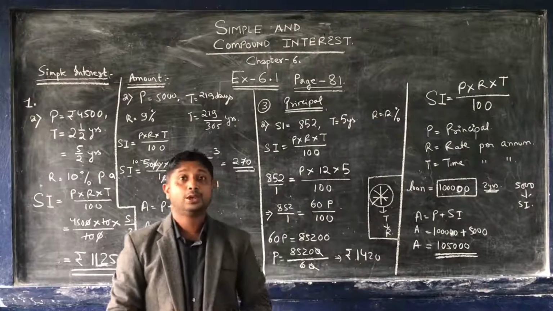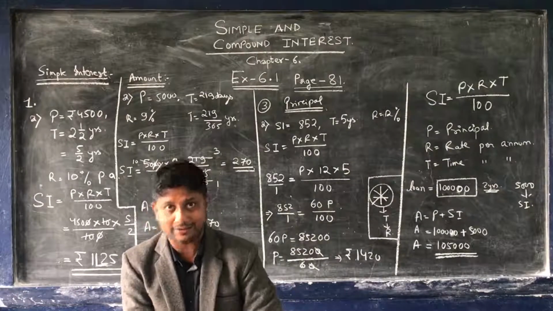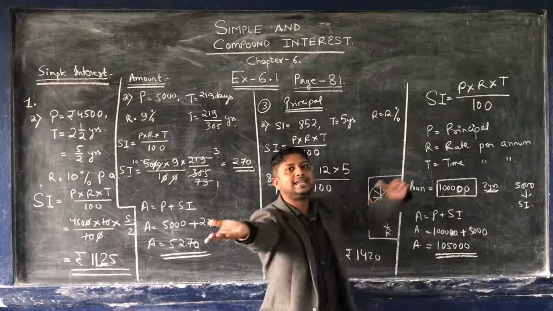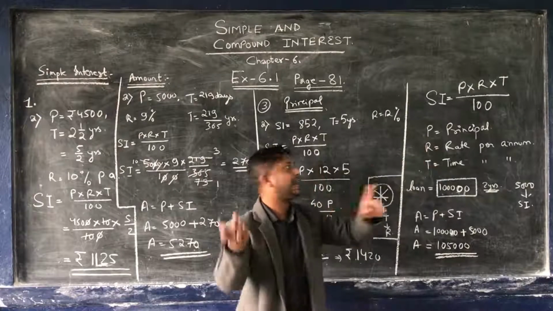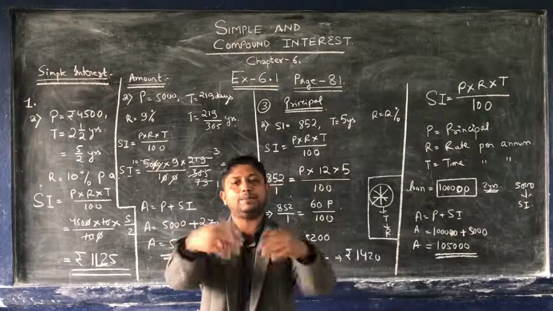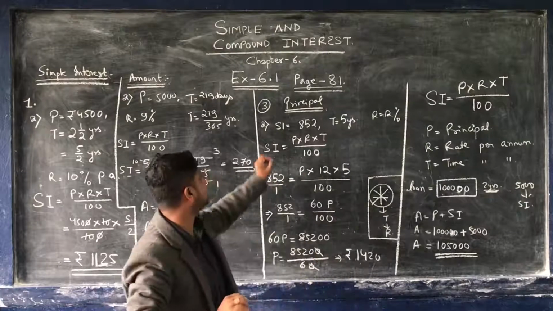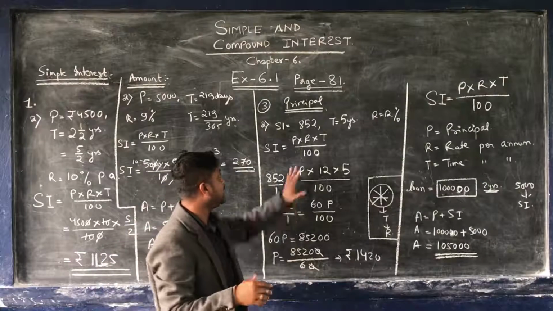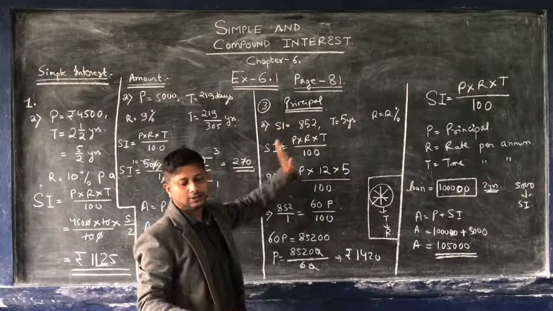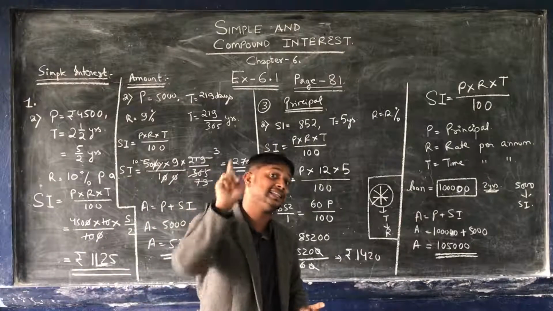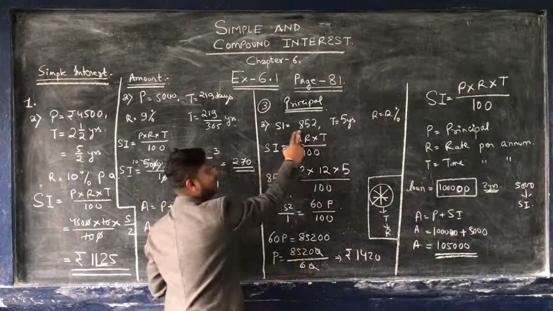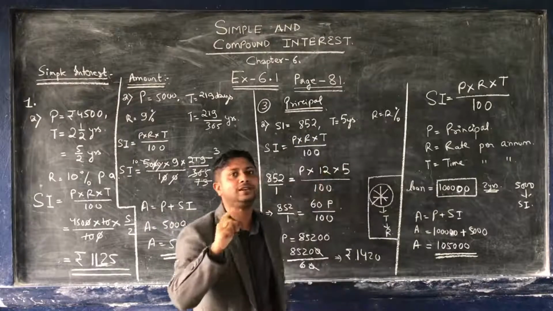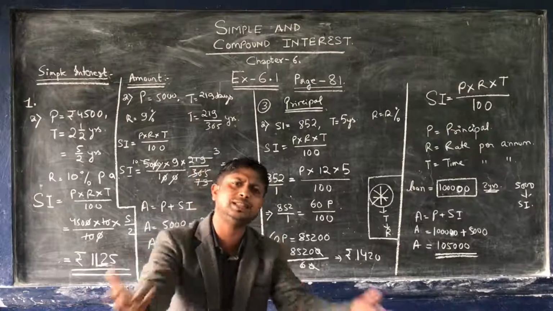Now question number 3, 4 and 5. Sometimes either principal will be missing, or rate will be missing, or time will be missing. For this, do not use separate formulas. I suggest you use the same formula. Do not learn so many formulas. Like in this question, principal is not given. In question number 3A, SI is given, which is 852. Time is 5 years. Rate is 12%. The missing figure is principal. Find out the principal. Let the principal be P.